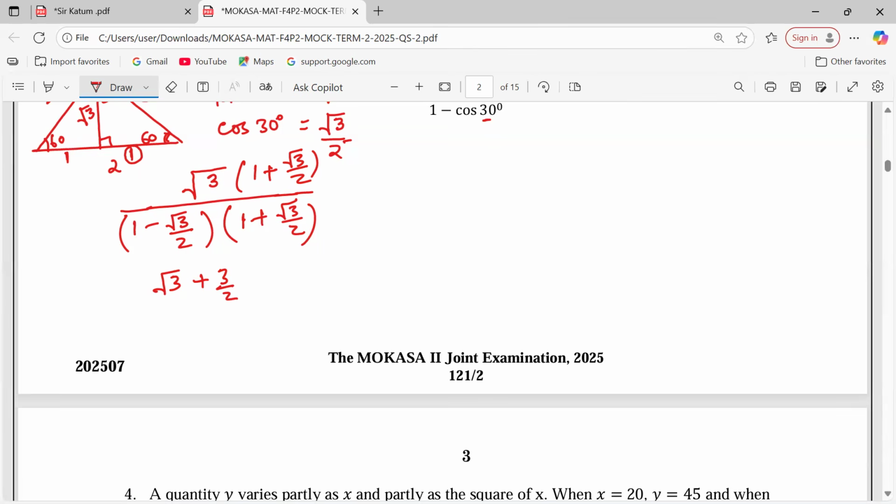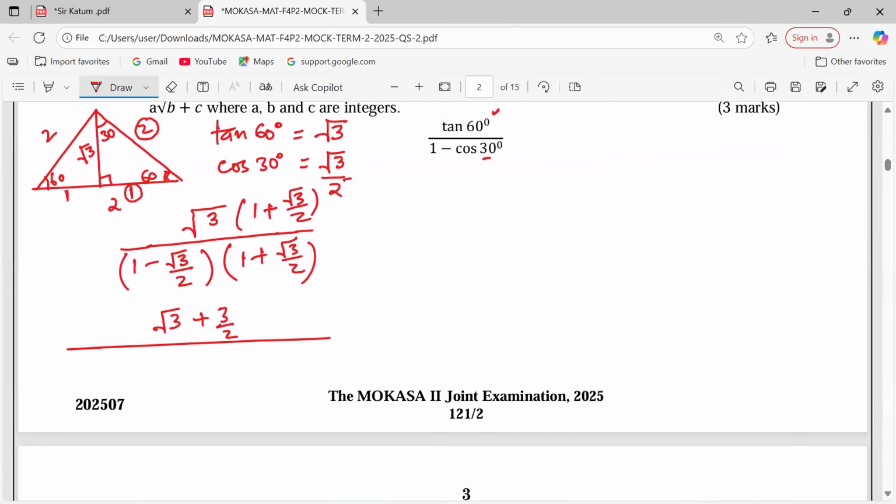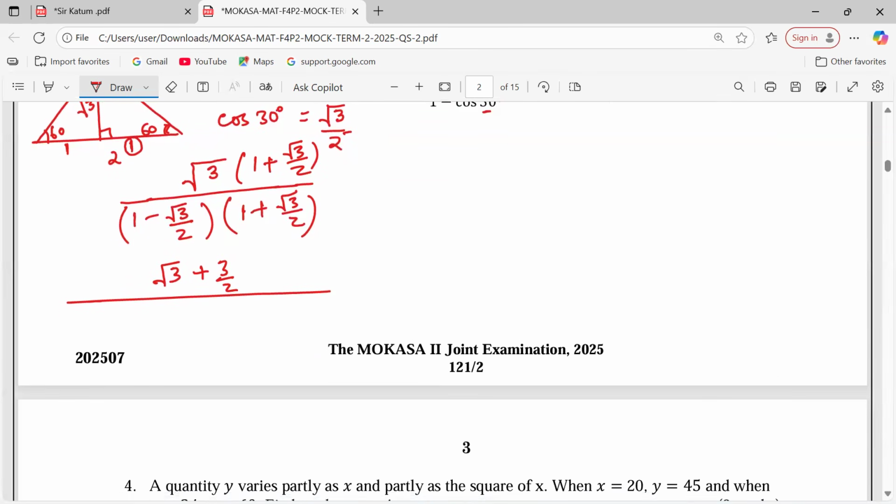Then it is supposed to be divided by, how do we solve the denominator? When you look at it, this is a simplified difference of 2 squares. Therefore, we can just expand it. We take the first part squared, which is 1 squared, then we subtract the second part also squared. So this becomes 1 squared is just 1, then minus the second part squared, that is root 3 over 2 squared. That becomes root 9 over 4. So root 9 is a rational number, which is 3, then over 4.